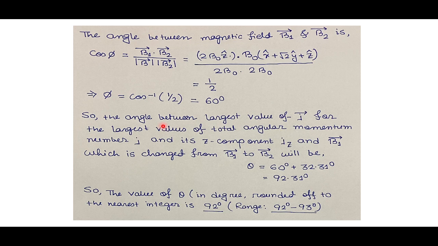So the angle between the largest value of total angular momentum j and its z component jz, and b1, which is changed from b1 to b2. Now your magnetic field is not b1, it is b2. So you just have to add this up, because you have shifted your magnetic field axis from initial to final by 60 degrees. After that you will get 92.31 degrees, and that will be your final answer.